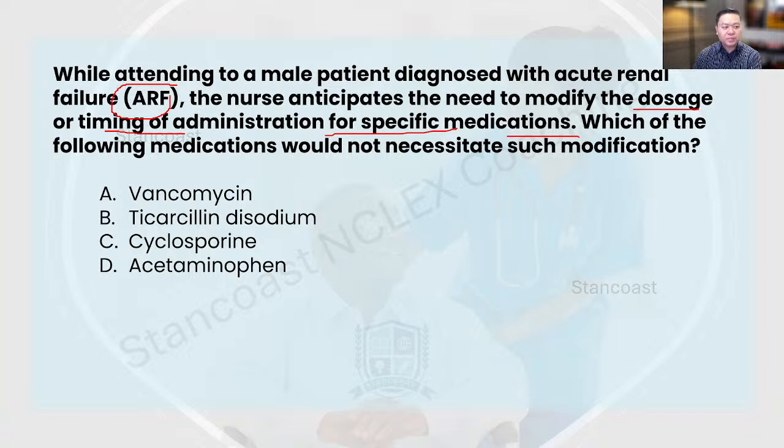Again, reading back the question. While attending to a male patient diagnosed with acute renal failure, the nurse anticipates the need to modify the dosage or timing of administration for a specific medication. Now, which of the following medications would not necessitate such modification? Is it A, vancomycin, a glycopeptide antibiotic, a very powerful antibiotic. We have B, ticarcillin disodium. We have C, cyclosporine, which is an immunosuppressant. And D, acetaminophen. Take your pick.